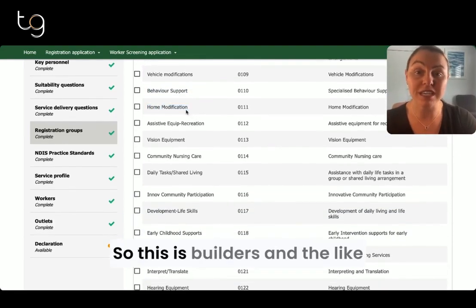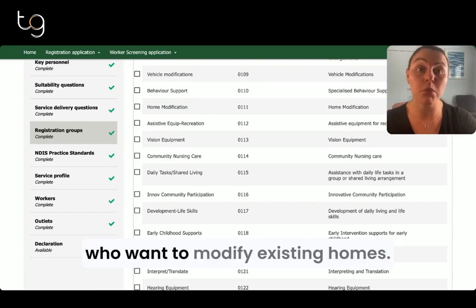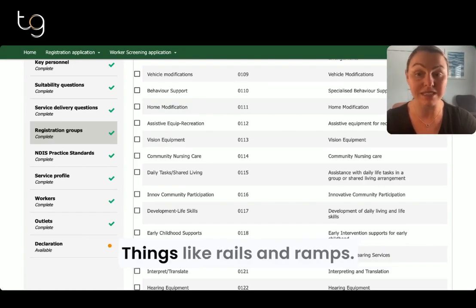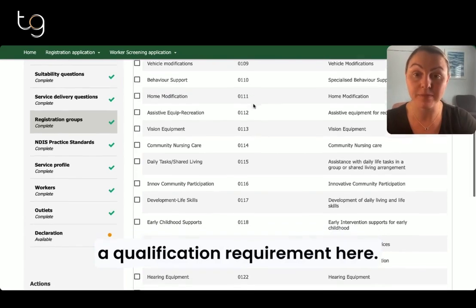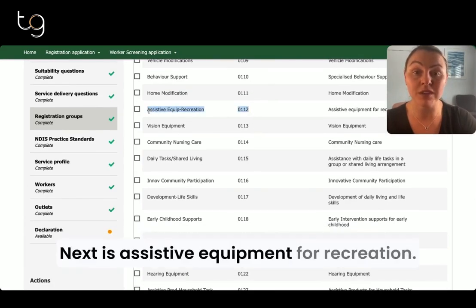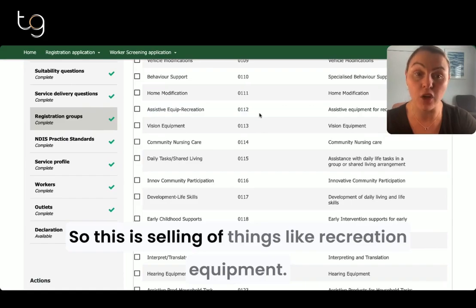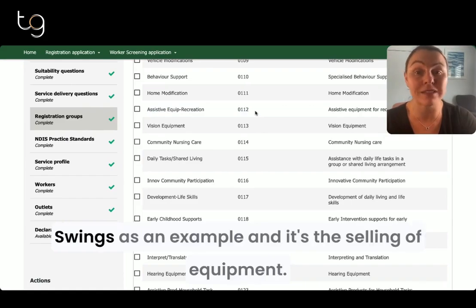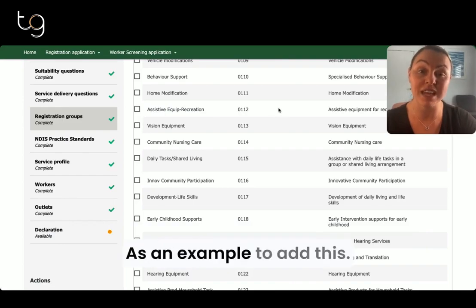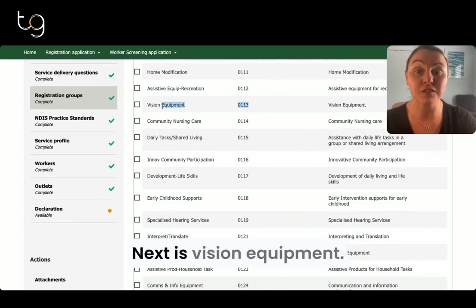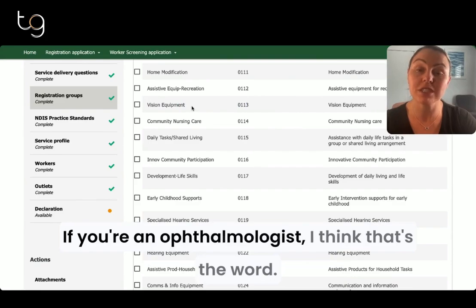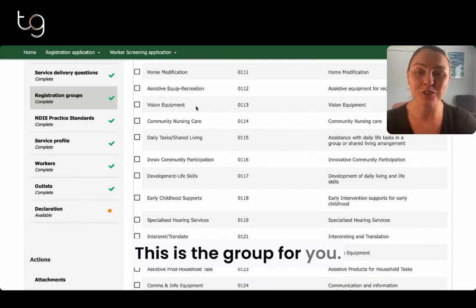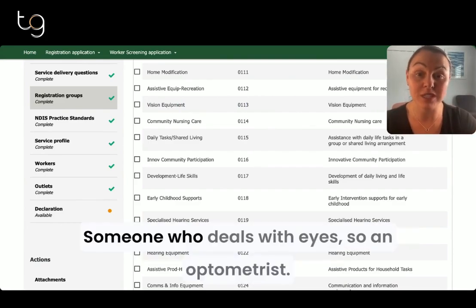Home mods. So this is builders and the like who want to modify existing homes, things like rails and ramps as an example. There is a qualification requirement here. Next is assistive equipment for recreation. So this is selling of things like recreation equipment, swings as an example, and it's the selling of equipment. So you'd be a shop as an example to add this. Next is vision equipment. If you're an ophthalmologist, I think that's the word, this is the group for you, someone who deals with eyes, an optometrist.